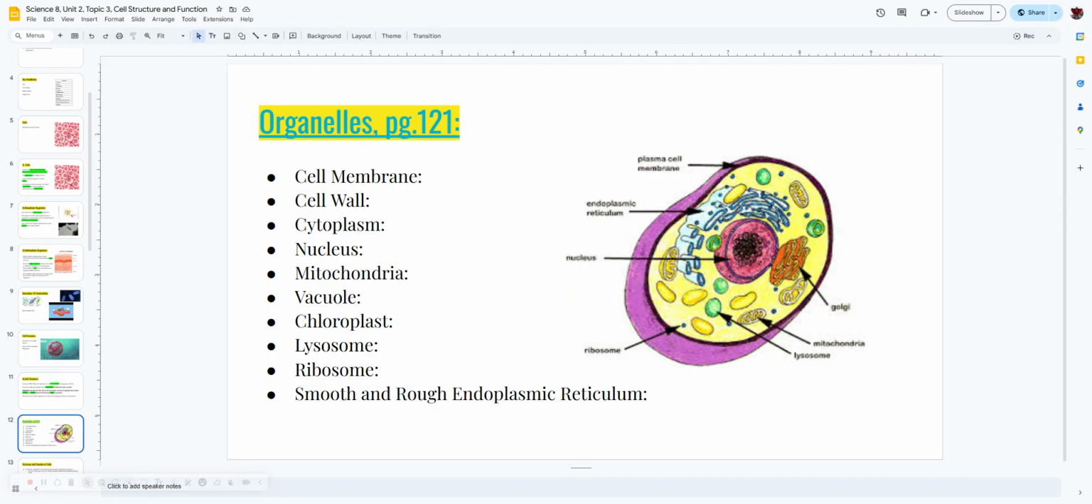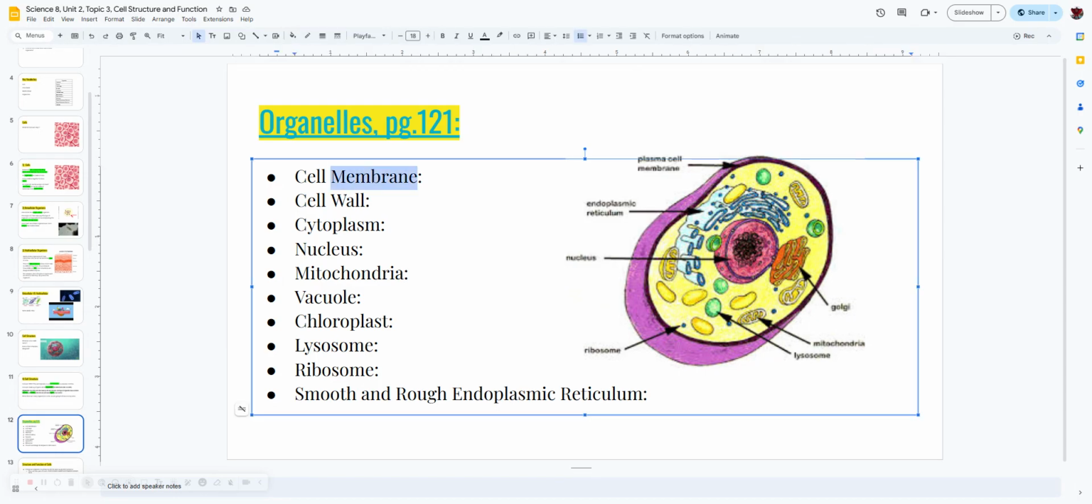So on page 121 in your textbooks, it does talk about many of these, but not all of them. So we're going to have to do a little bit of research on Google as well, but thankfully there's a lot of really great resources we can use to research these. Okay, I'm going to go through some of the most important ones, and again, I'm going to highlight them just so we know which ones we should really be focusing on.